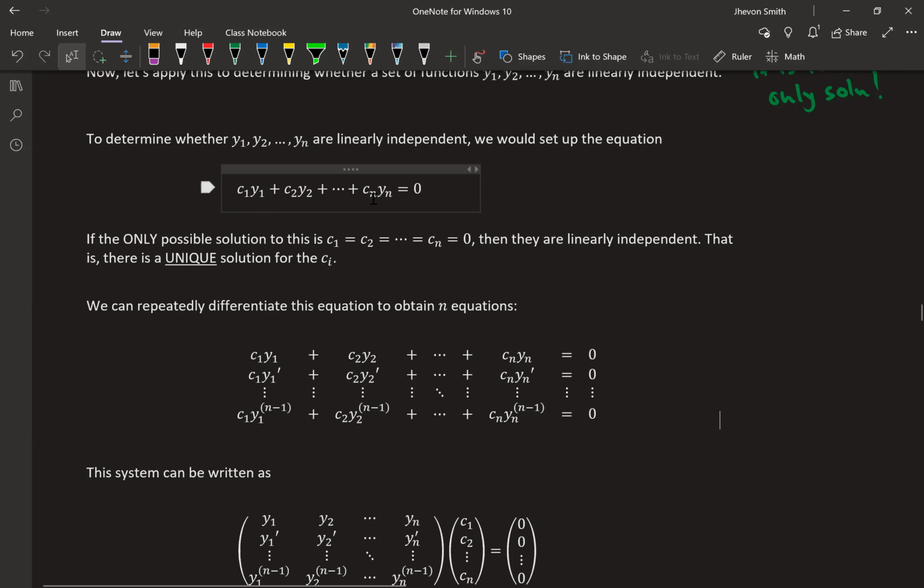I can repeatedly differentiate this, but I'm careful to just differentiate it n minus 1 times. That way, I have a square system of equations. I will have n equations and n unknowns if I just decide to stop differentiating after n minus 1 times. Now, in this case, remember, my y1, my y2, etc., those guys are actually known. In this situation, my C1, C2, all the way up to Cn, those are the guys I don't know. So technically, the C1, C2, and so on, those are the x's.